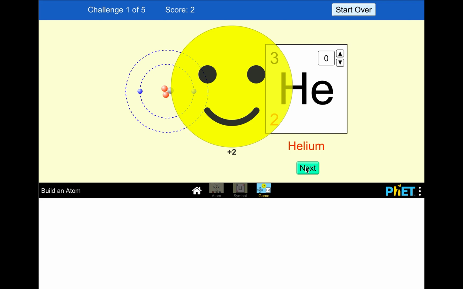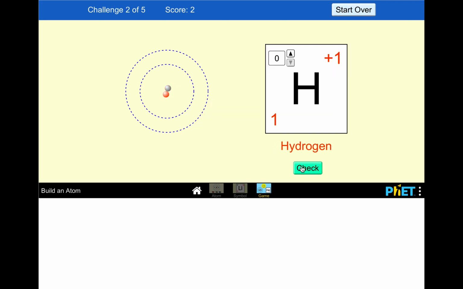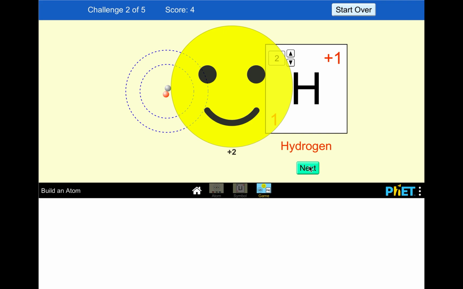All right, I guess the PhD got me through that particular question. Next one. Say mass is 2. I have 1 proton, no electrons, so the overall charge is +1. Excellent.